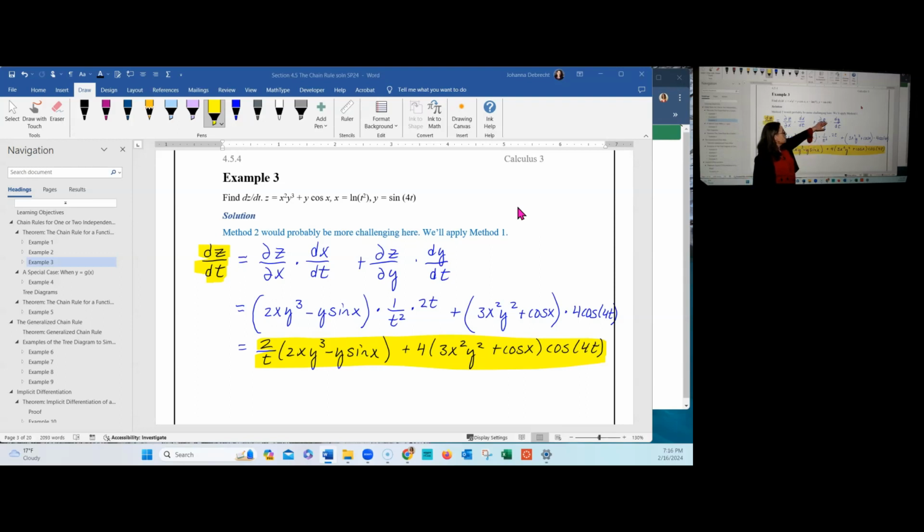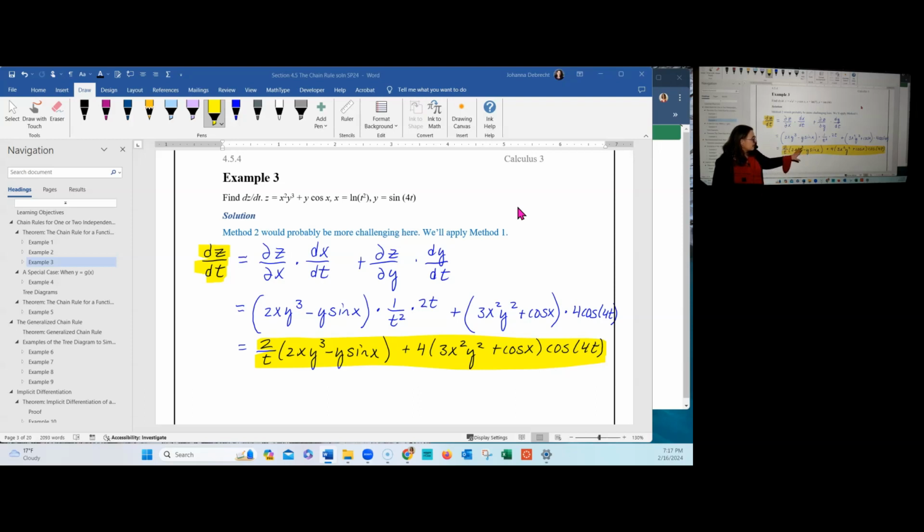Then we add the partial derivative of the function with respect to y, the other independent variable. In this case, that gives us the expression 3x squared y squared plus cosine of x. This is then multiplied by the first derivative of y with respect to t. This is a sine function with an argument of 4t, so the chain rule gives us 4 cosine of 4t. And you can see the final result highlighted here in yellow. Notice that this one was not as difficult with method 1. It seemed to flow much better.